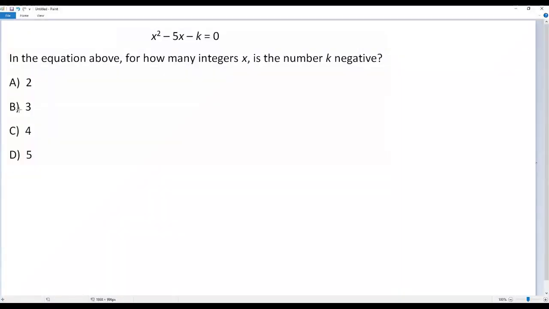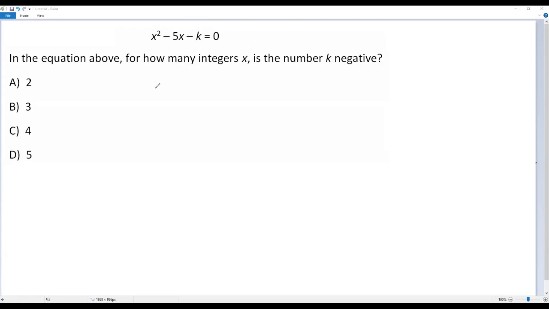Here we have a SAT math question. Okay, let's go with the information. x² − 5x − k = 0. In the equation above, for how many integers x is the number k negative? Okay, we have to find the number of integer values for x so that the number k is negative.